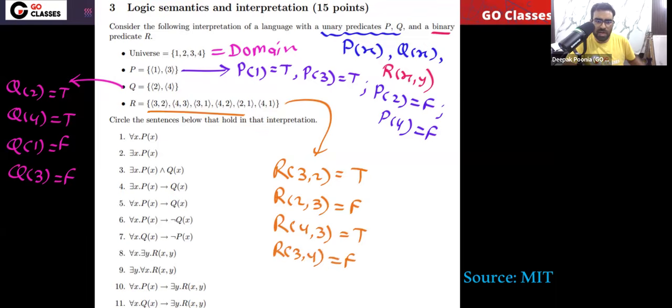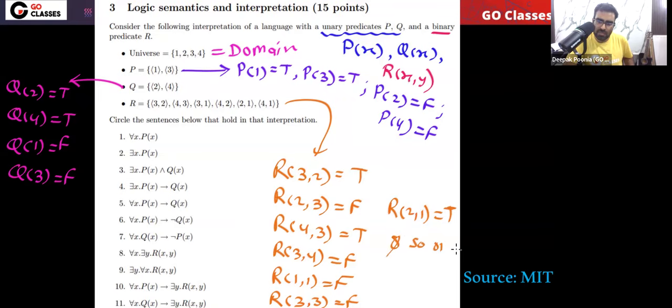Similarly, for example, what about R(1,1)? Can anyone tell me? Yes, that is also false. What about R(3,3)? Yes, that is also false. Okay, what about R(2,1)? That is true. I hope you understood, and so on. Okay, so that's it.